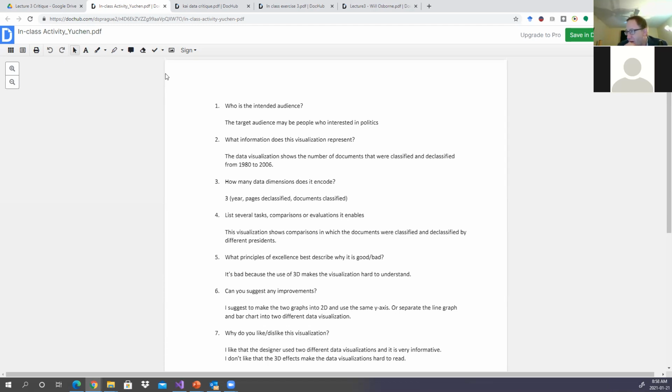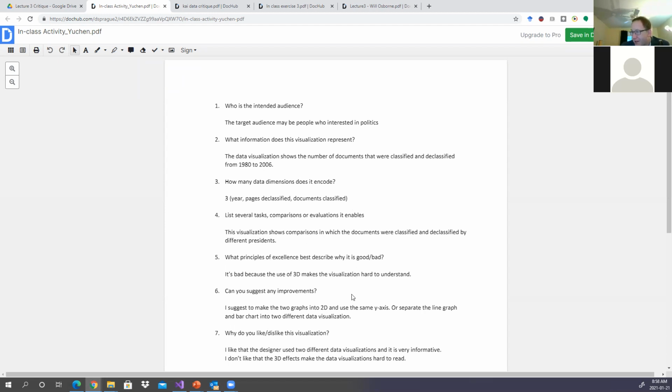Data visualization shows the number of documents that were classified and declassified, right? You can be more specific if you need to. How many dimensions of data? Three: the year, pages classified, pages declassified. There's one other thing that showed, although it's overlapping with the years, but we'll talk about that in a second. It compares documents classified and declassified. So what do you get out of it?